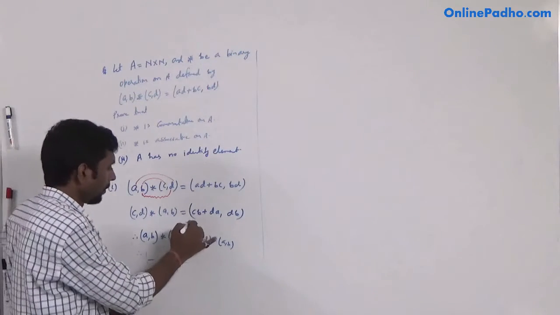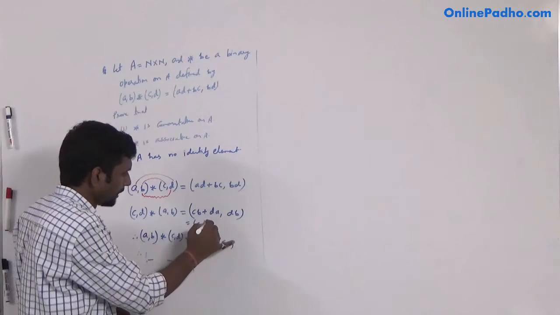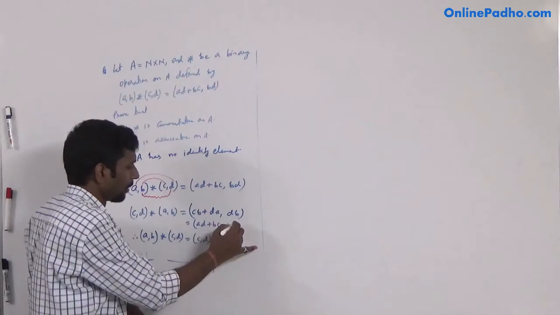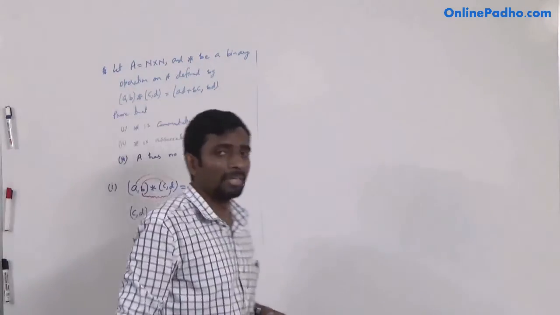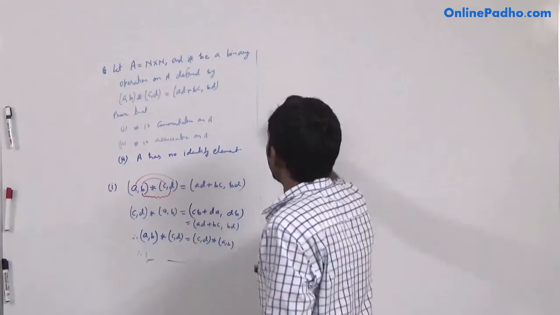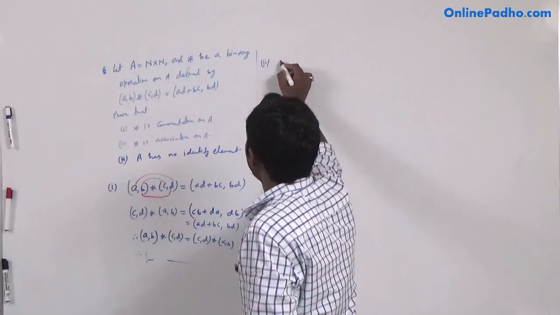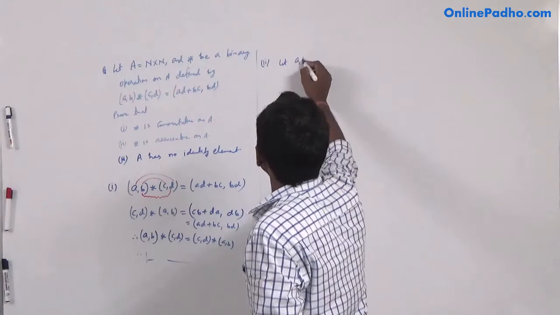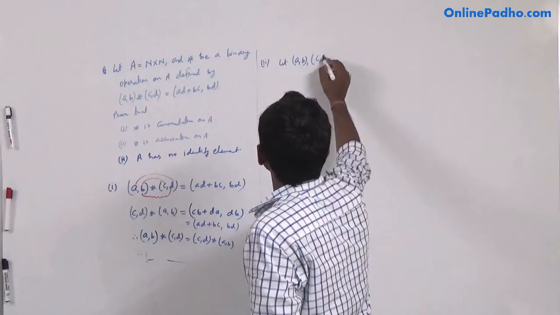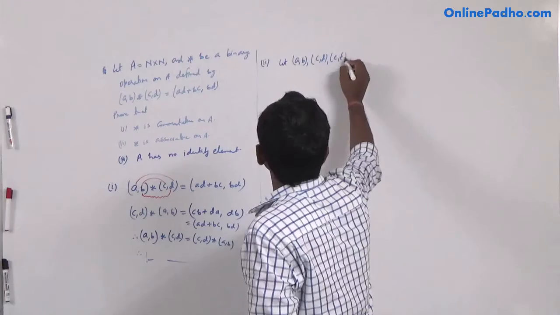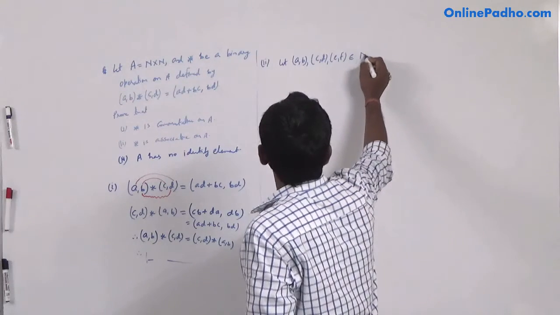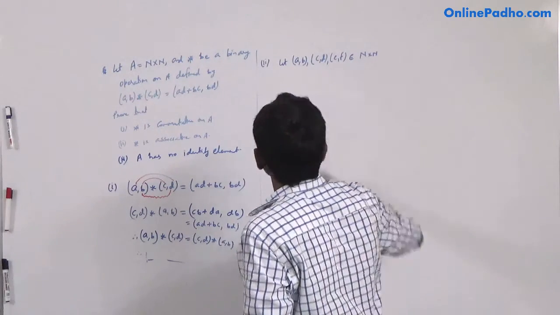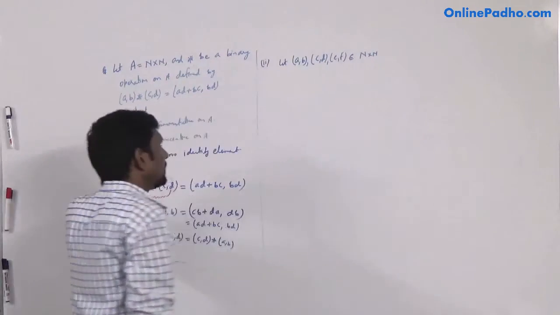So the commutative law is applicable. You can now write it as AD plus BC comma BD. No problem, both are the same thing here. Now the first part is completed, very simple. For the second part, to find associativity, we have to consider AB, CD as well as EF belonging to the natural numbers, that is, set A.